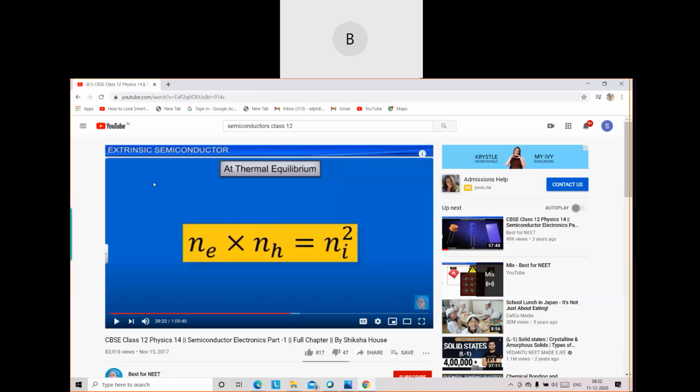Which are the 2 types of extrinsic semiconductor? N-type and P-type. Very good.